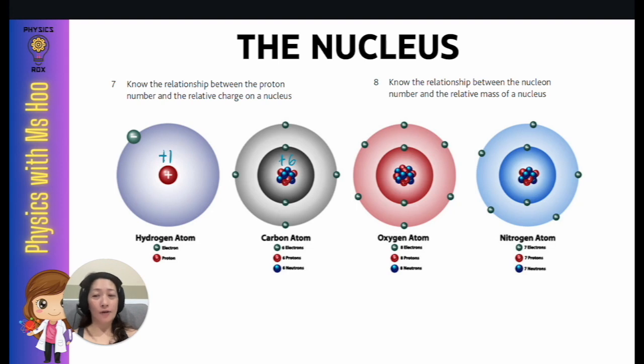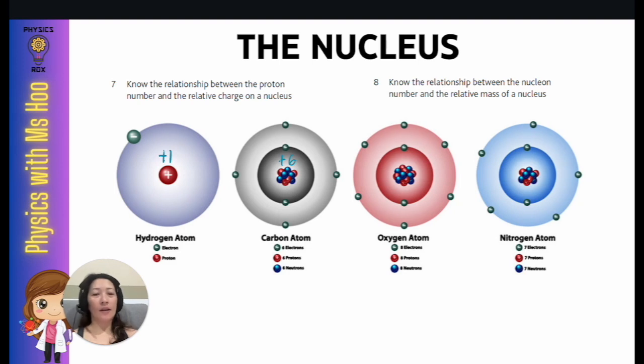Now, if we look at hydrogen, there are no neutrons, so no need to consider neutrons at all. But for carbon, there are 6 neutrons. So why don't we take into consideration the number of neutrons when we calculate the relative charge? That's because neutrons have no charge. So regardless of the number of neutrons, the relative charge is only influenced by the number of protons. So for carbon, 6 protons, 6 neutrons, relative charge, positive 6.